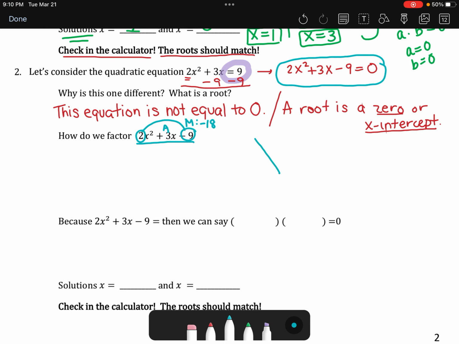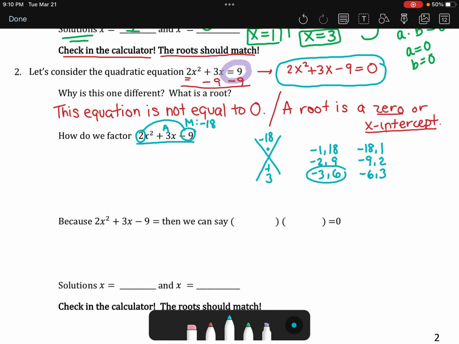So I'm going to play my game. Multiply to negative 18, add to positive 3. So negative 18. We got 1 and 18. One of them has to be negative. We've got 2 and 9. We have negative 3 and 6. And then we've got the opposites. We got negative 18 and 1, negative 9 and 2, negative 6 and 3. Which one of those pairs add up to a positive 3?